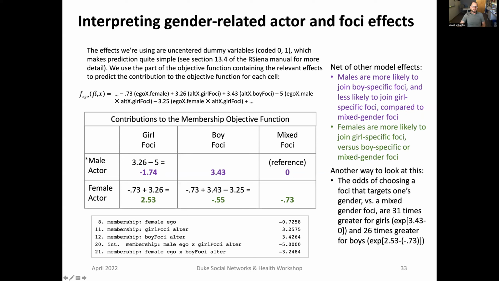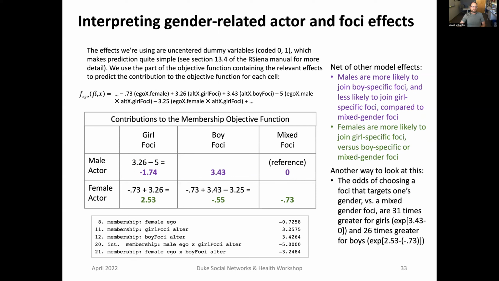Okay, and so we're thinking here, hypothetically, if a male actor chooses a girl foci, what's the predicted contribution to the objective function for that selection? What if the male actor joins a boy foci? Or what if the male actor joins a mixed foci? How do these differ? And so we're calculating, again, we're plugging in for each of these the value of our attributes.